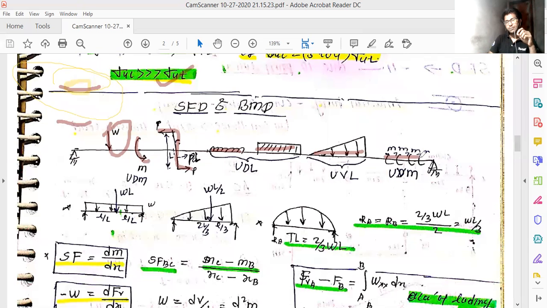It is a small moment which is uniformly distributed on that bar, so it's called a uniformly varying moment. If there is a moment with a different magnitude, we call it a uniformly varying moment. But if the moment remains the same and the direction remains the same, it is a uniform moment on the entire span.